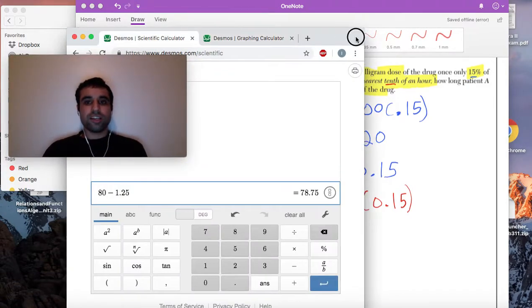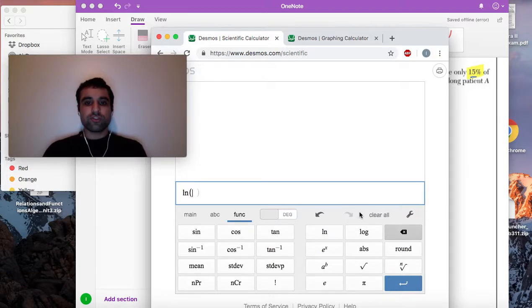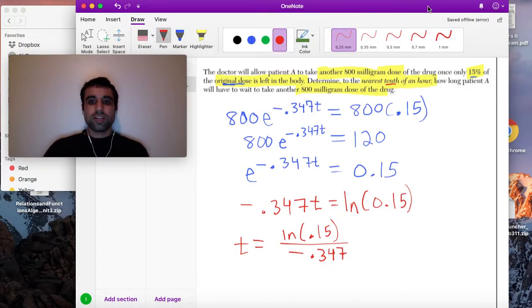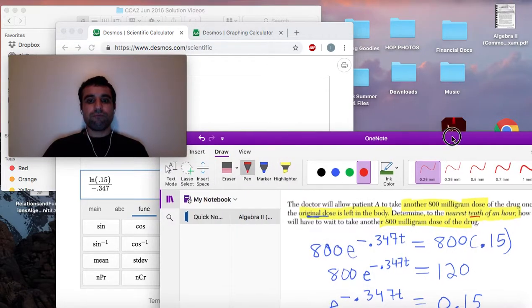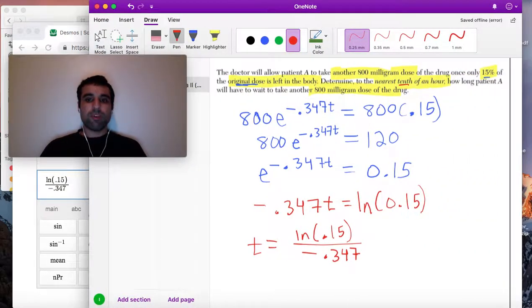So I'll go to the decimal scientific calculator, clear all this stuff out. Natural log of 0.15 all over negative 0.347 is 5.47, about 5.5 hours to the nearest tenth. So this is equal to 5.5 hours.